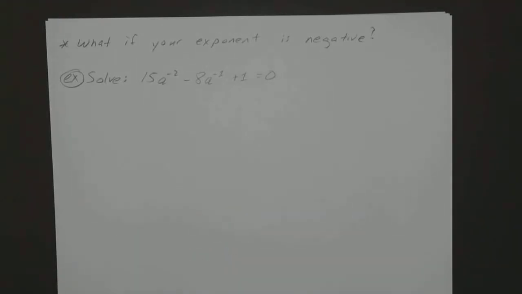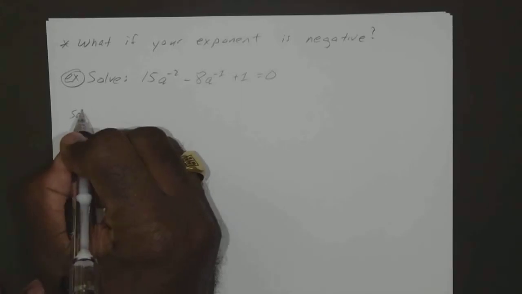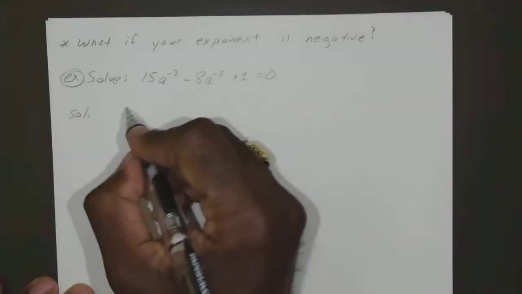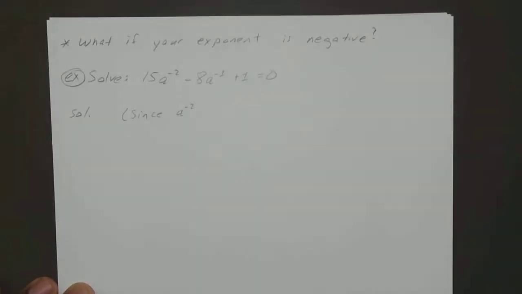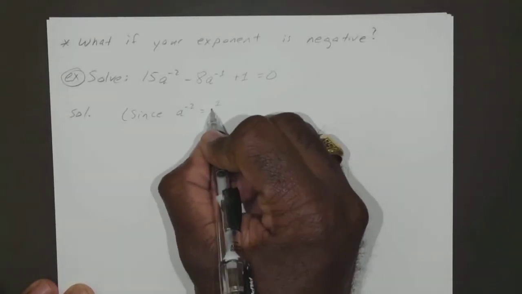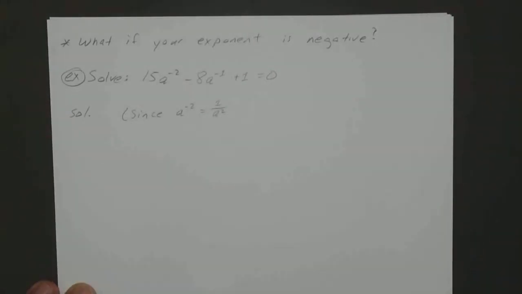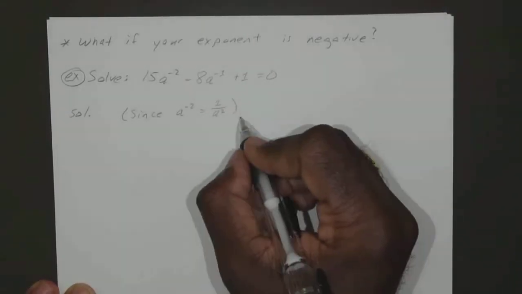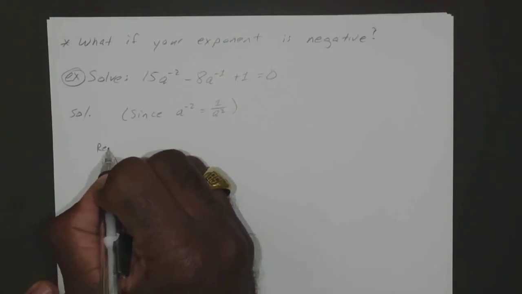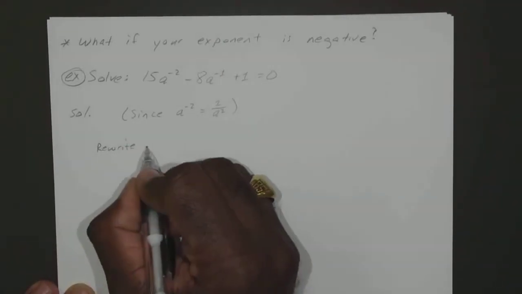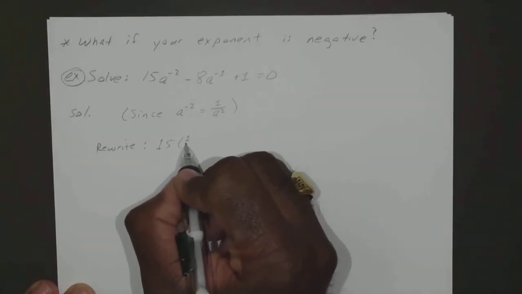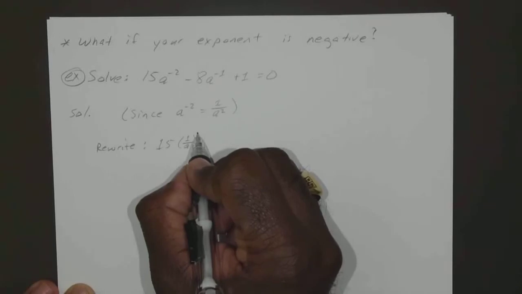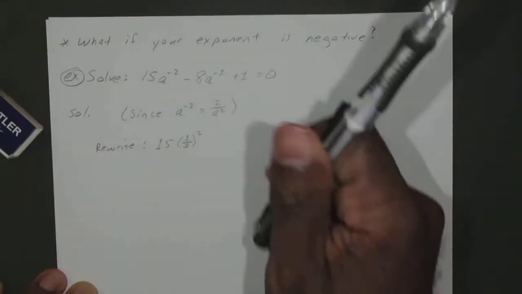Okay, so you can leave it like that if you want to, but the first thing I would do is, we know that since a to the negative 2 power equals 1 over a squared, we can rewrite it. So we can make that 15 times 1 over a squared.